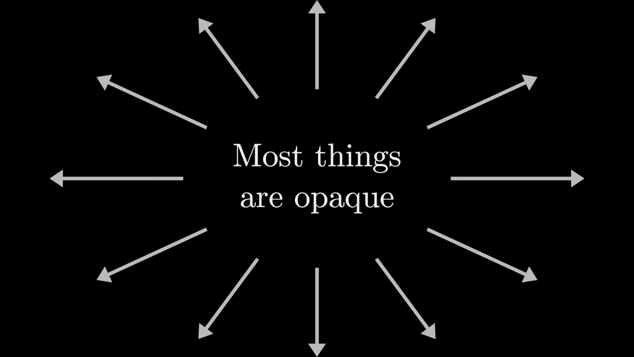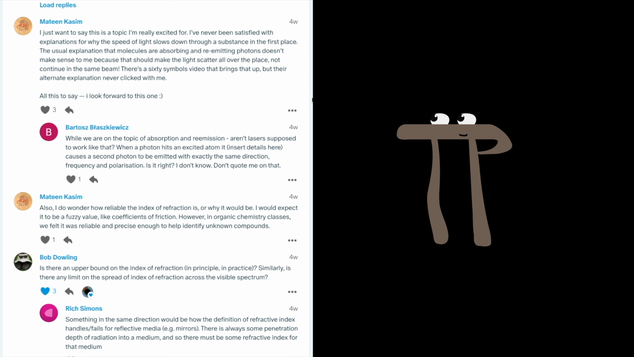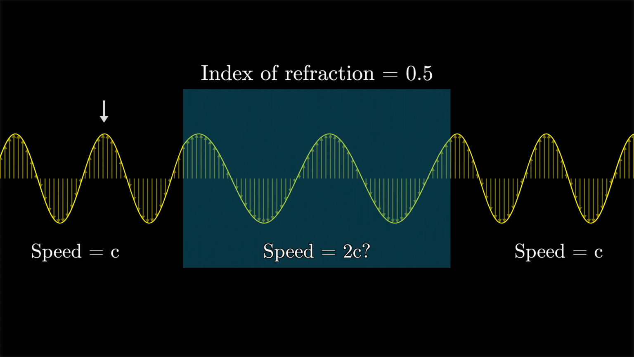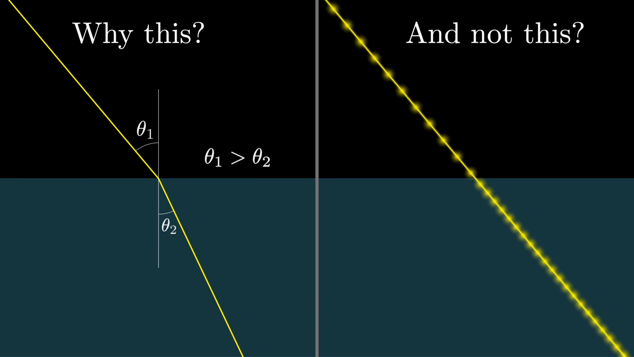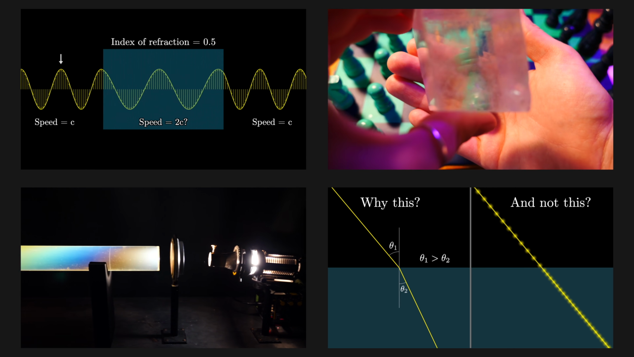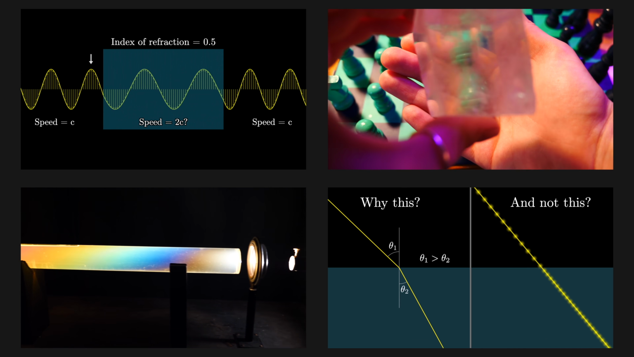As I mentioned at the start, folks on Patreon had numerous questions about the index of refraction, like how it can be less than 1 and why slowing implies bending, so I made a supplemental video answering a handful of those questions, which should be published in just a few days.